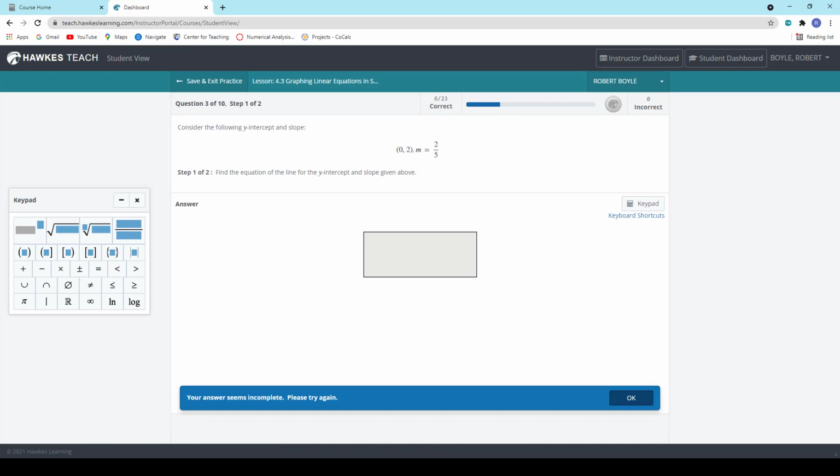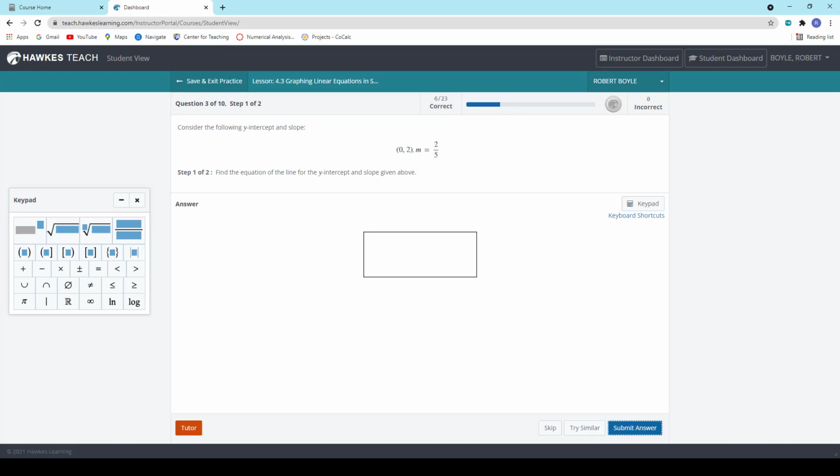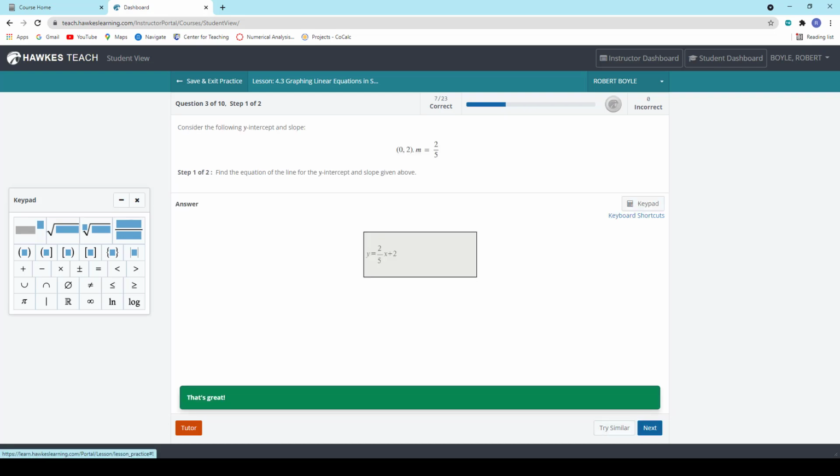Okay, this is the second type of problem. For this one, we actually need to write in the equation, and the way you're going to do that is just come to this little field here, type in y. What is the slope? Well, the slope is right here. So we can create our fraction. Right there. We can put in 2, go down to the denominator, put in 5, come over here, put in x, and then it's going to be plus 2. That is how that should work. Submit our answer, and there we go.